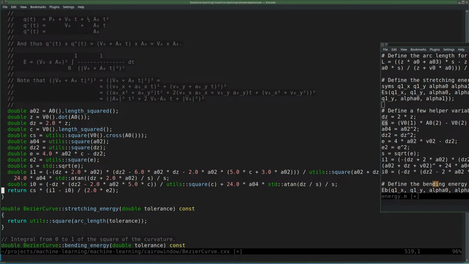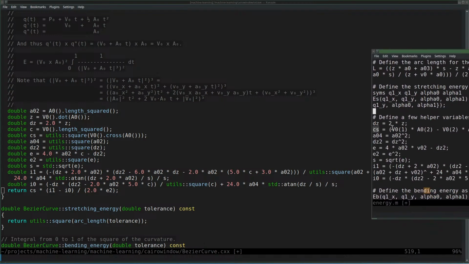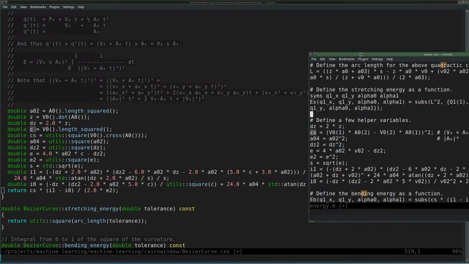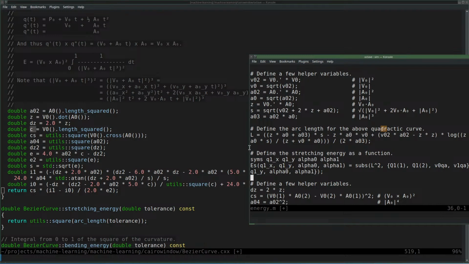CS, and then this C here. I did name them A, B, C, D, E, F, etc. And so that's why this has some weird names. The C is now V0 squared, the length of V0 squared. That's this V02, I would guess.